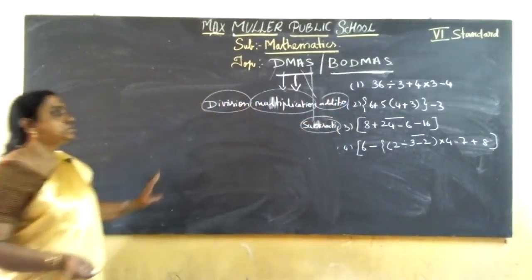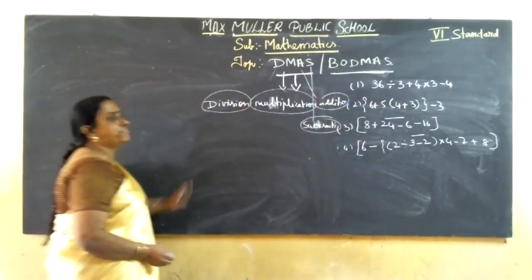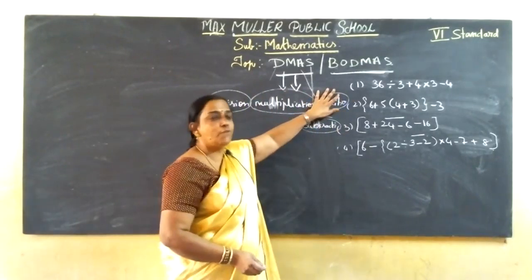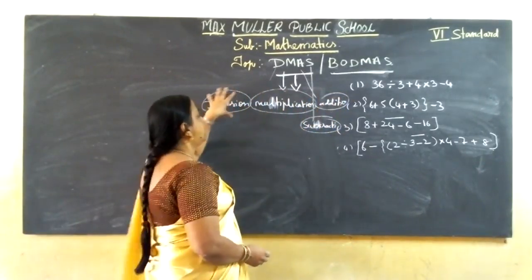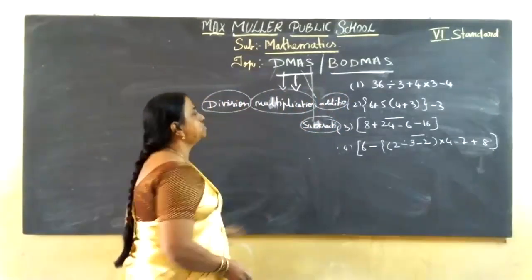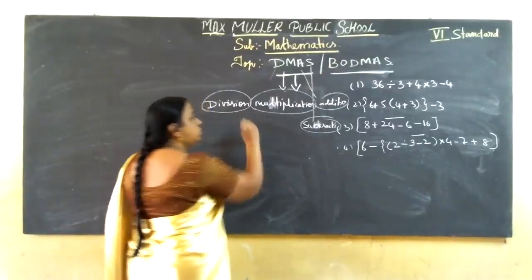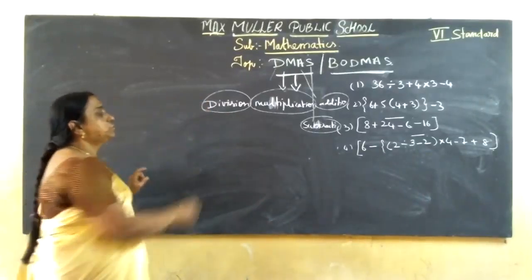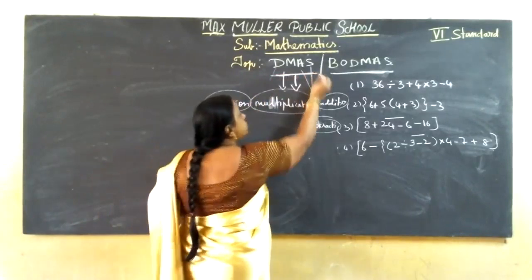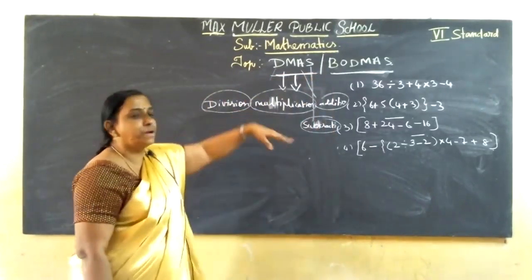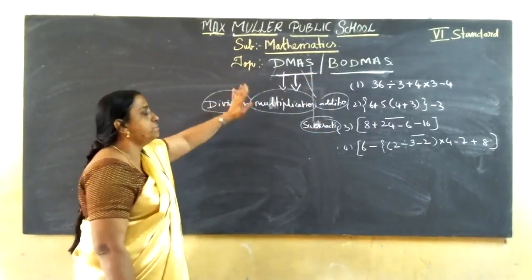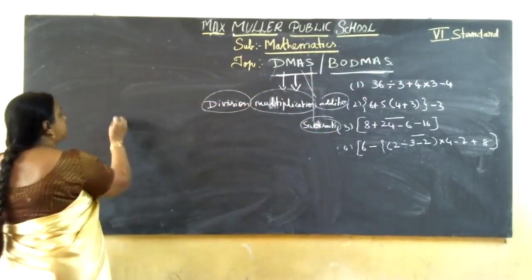If you don't know this rule, everybody likes to add, so you will go for addition, then subtraction, then multiplication, then division. That is wrong. If you get more than two operations in one sum, you should follow this method, BMAS rules. I'll come to BODMAS afterwards. First, I'll explain BMAS.